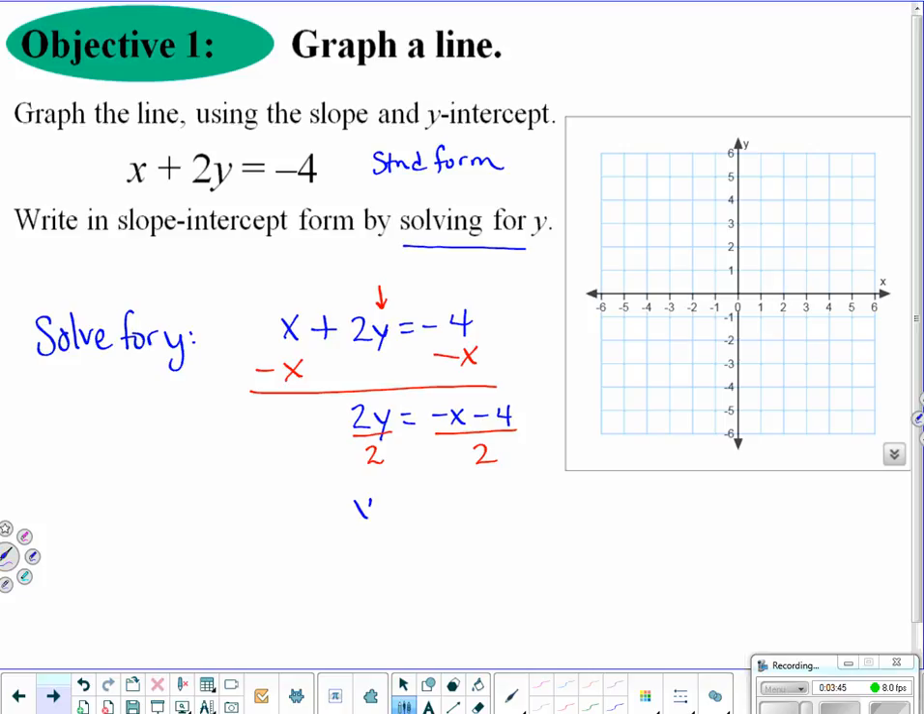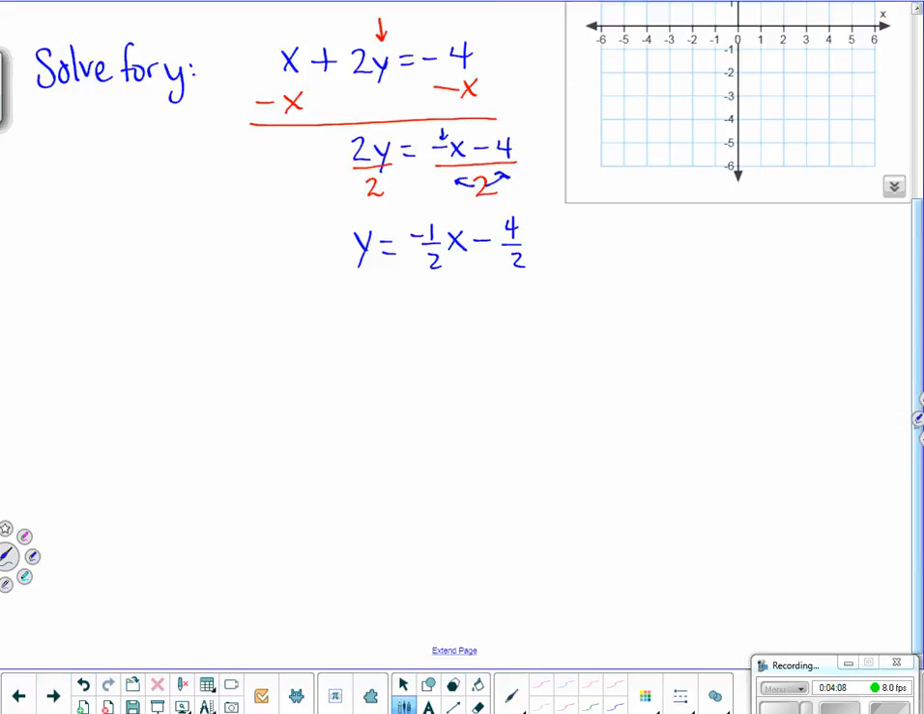It gives me y equals, I could rewrite this as -1/2 x, negative coming from here, of course, and it's over 2, so -1/2 x minus 4 over 2. So I'm just giving them each their own denominator of 2, right? Each of those terms gets its denominator. And of course, this can be simplified. y equals -1/2 x minus 2. This is what we refer to as slope-intercept form.